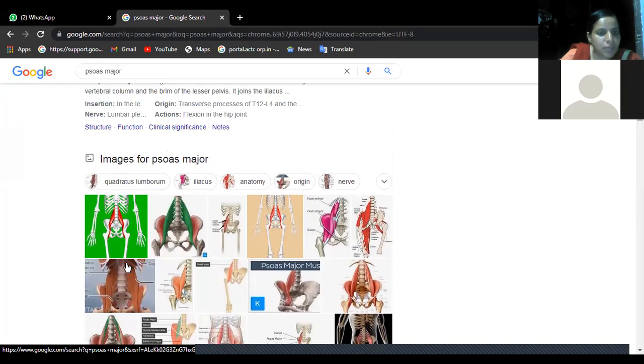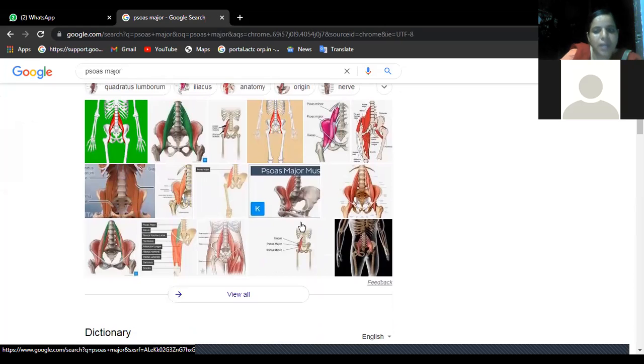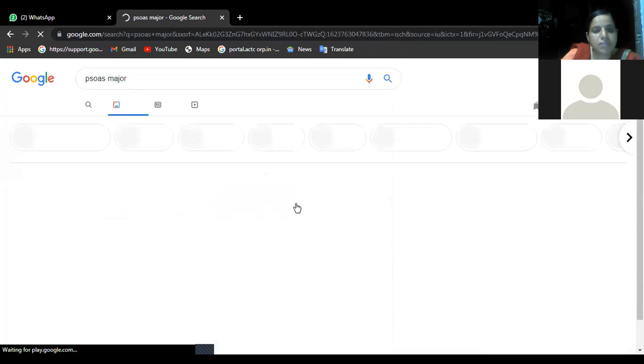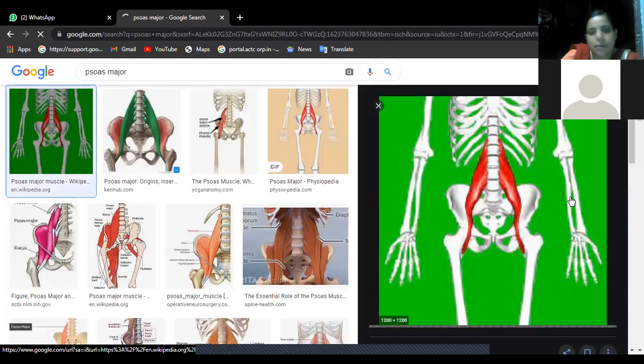And you can see the insertion is going to the lesser trochanter of the femur. Okay, lesser trochanter of femur. Then the action is flexion. It brings about flexion in the hip joint, and the nerve to psoas major will be derived from the lumbar plexus. You can see exclusive pictures like this.